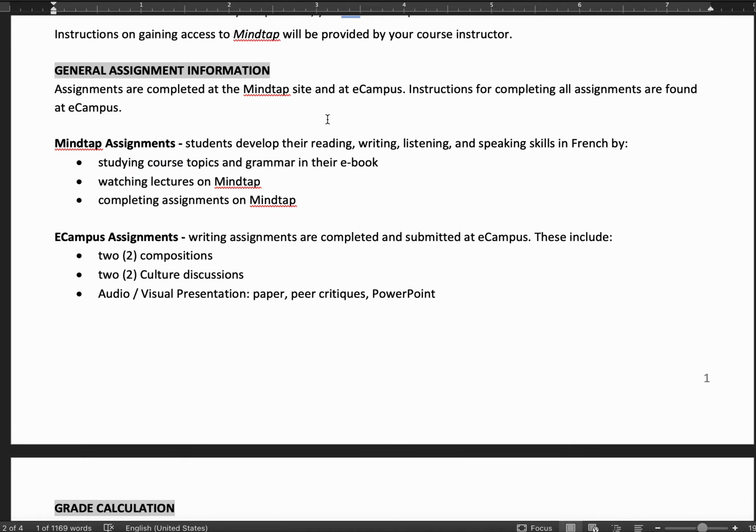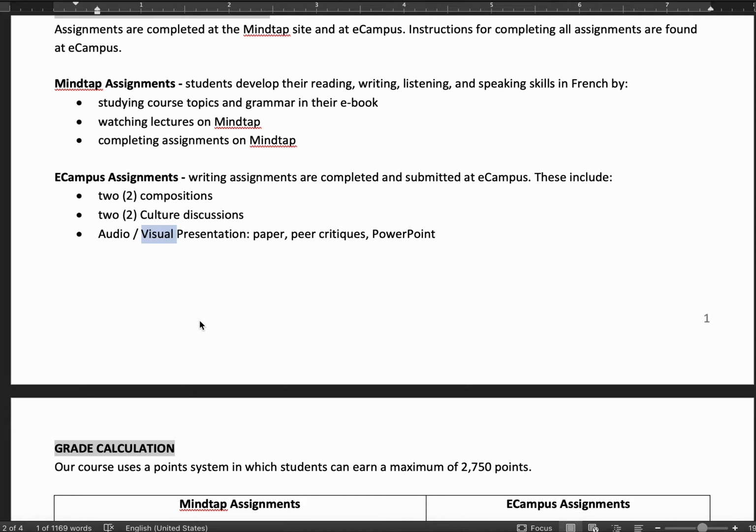So the general structure of the course is around 2 websites, MindTap and eCampus. You will do most of your work on MindTap. Your daily activities you will do on MindTap, as well as your tests. In eCampus, you will do your compositions, you will do your culture discussions, and you will do your audio-visual presentation. The compositions are written in French, the culture discussions are done in English, and the audiovisual presentation is in French. And I will give you more information on these later on today.